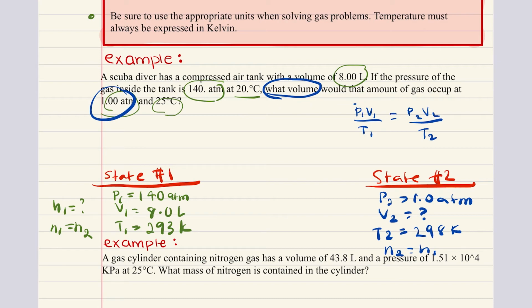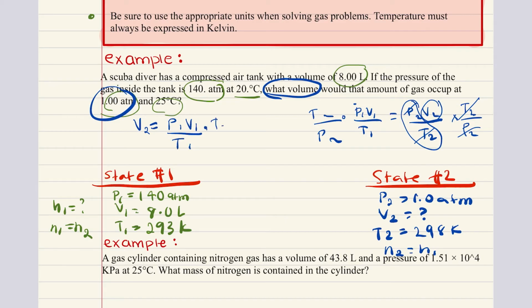If we move things around to solve for V2, all we need to do is move P2 over T2 to the other side. So we can multiply both sides by T2 over P2, all right? And what we have now is that V2 is equal to P1 V1 over T1 multiplied by T2 over P2. All right, that is what we need to set up. So let's do it now that we have all our variables.